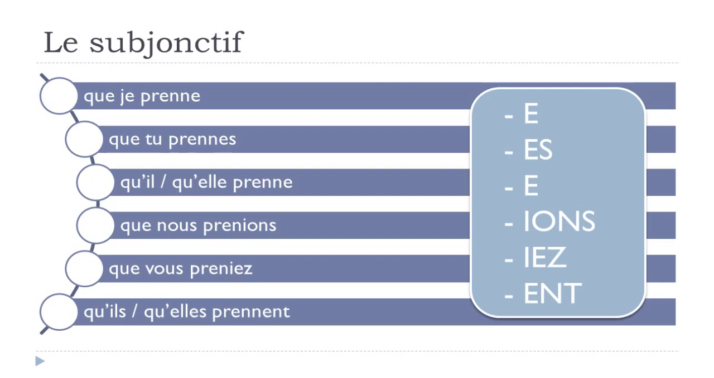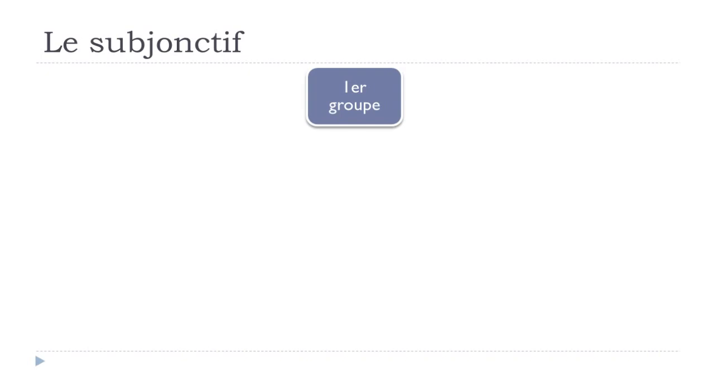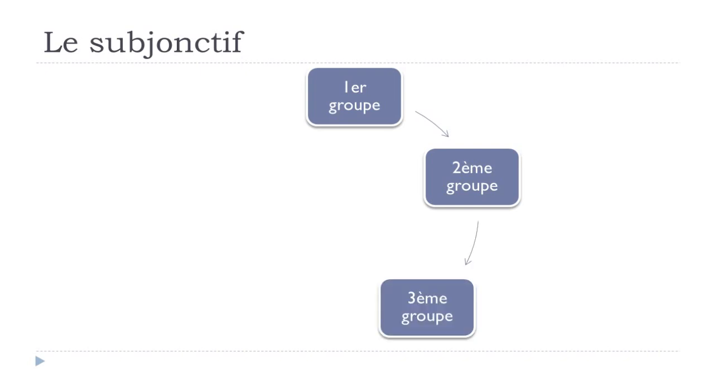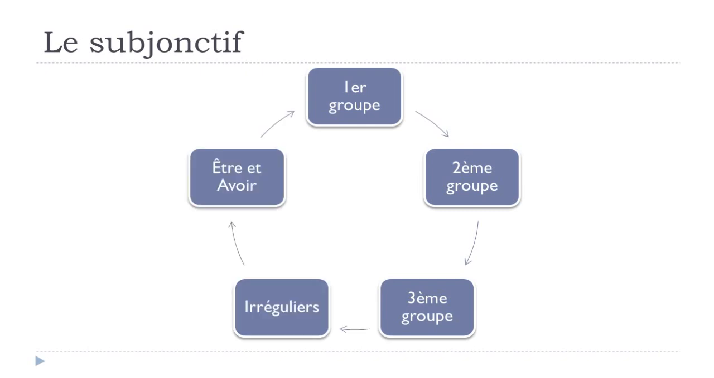And after that, first we'll see one more time the endings. So e, es, e, ent, ions, iez. All right? But then now we'll see the verbs from the first group. So regular verbs ending with er. After that, we'll see the second group, regular group verbs ending with ir. Remember, not all the ir verbs, but still. After that, we'll see verbs from the third group. After that, we'll see irregular verbs. And then finally, we'll finish with être and avoir.